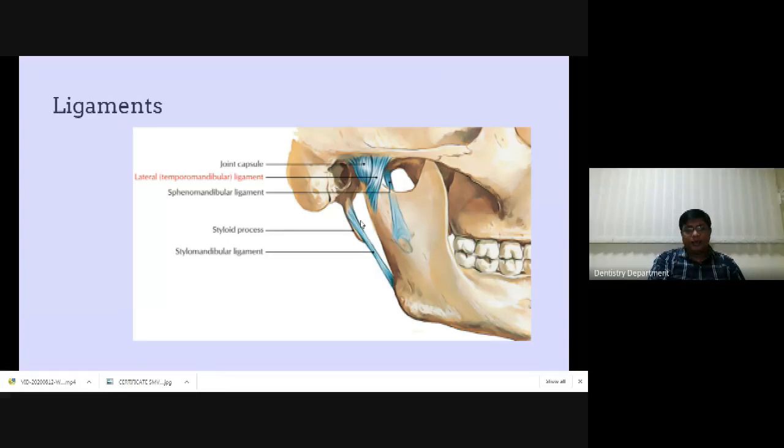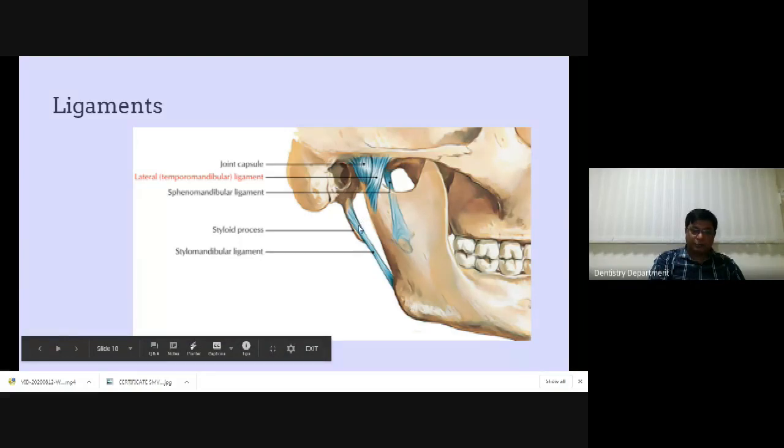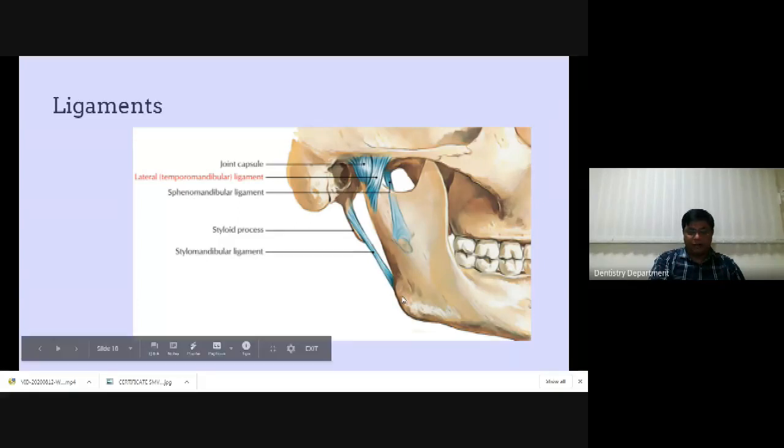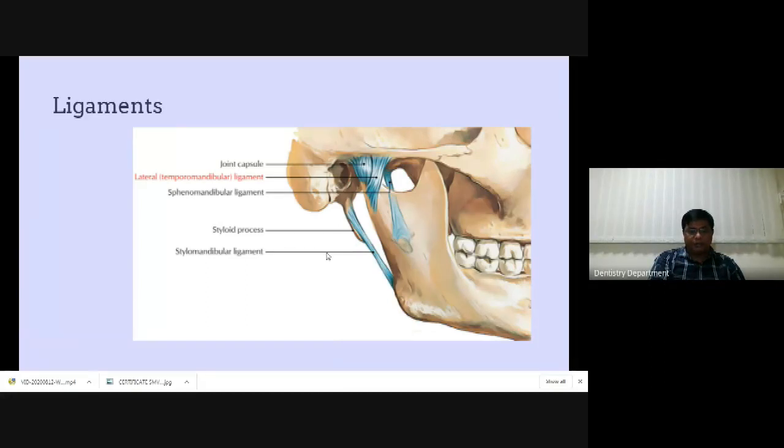And there are other ligaments, like the sphenomandibular ligament, which is attached to the mandible and the sphenoid, and this limits too much opening. The stylomandibular ligament is attached to the styloid process and the angle of the mandible. So these ligaments, the sphenomandibular and stylomandibular, mostly prevent over-opening of your mouth.